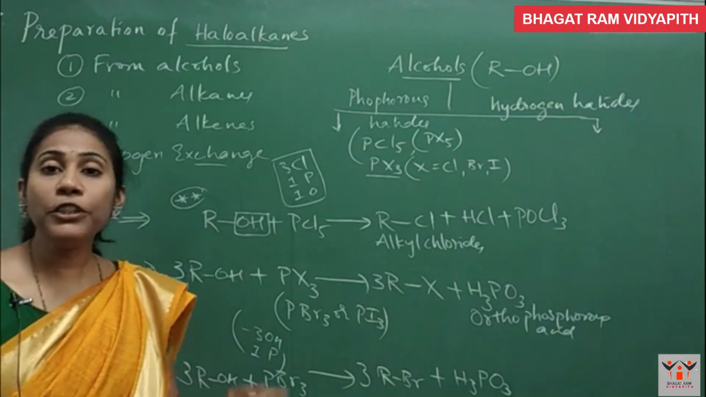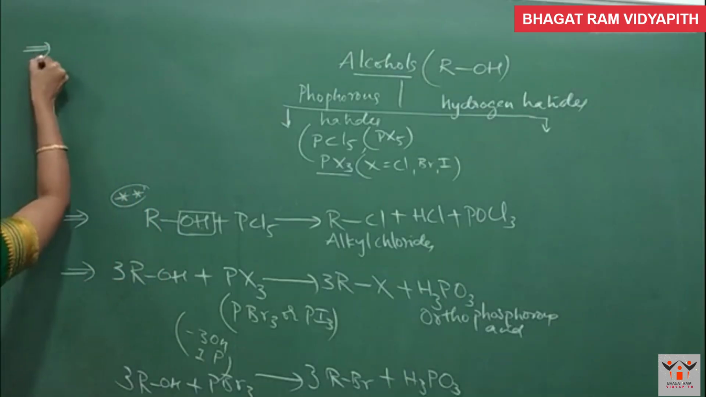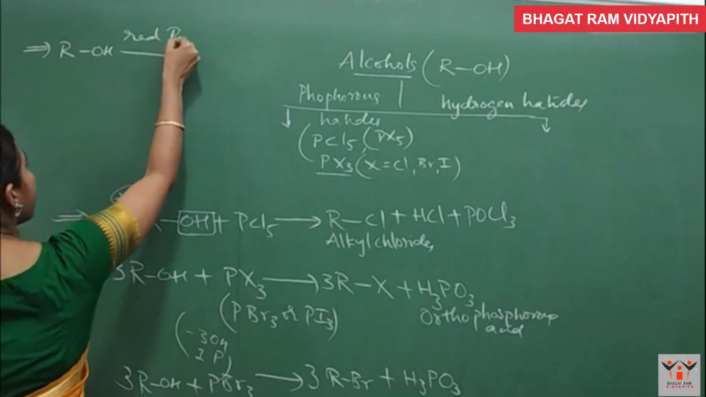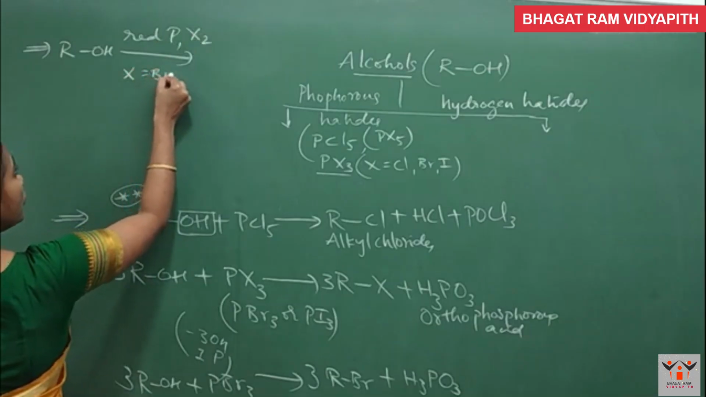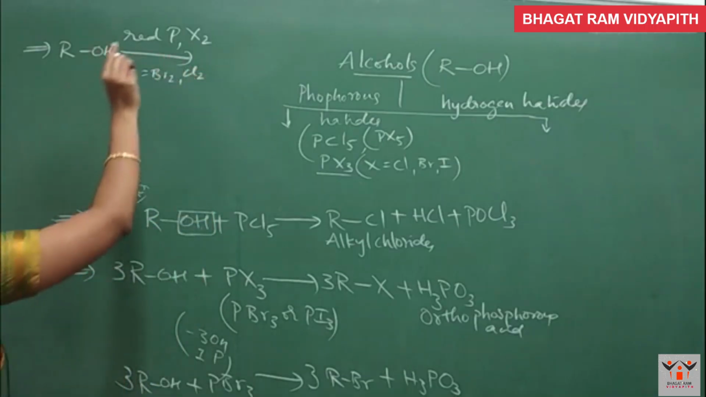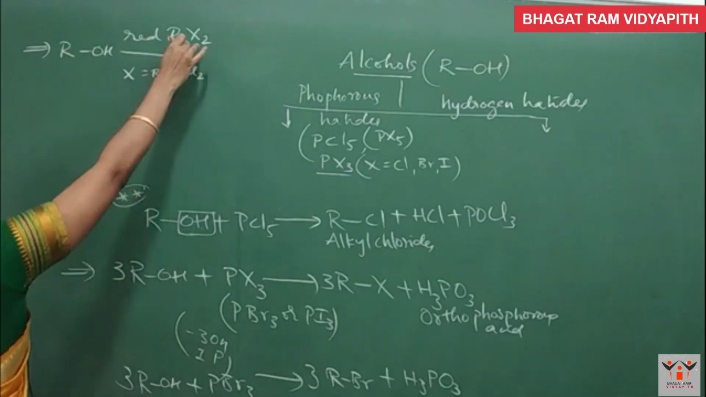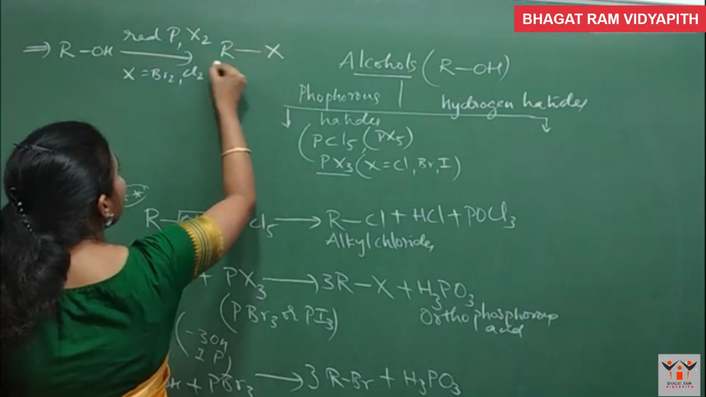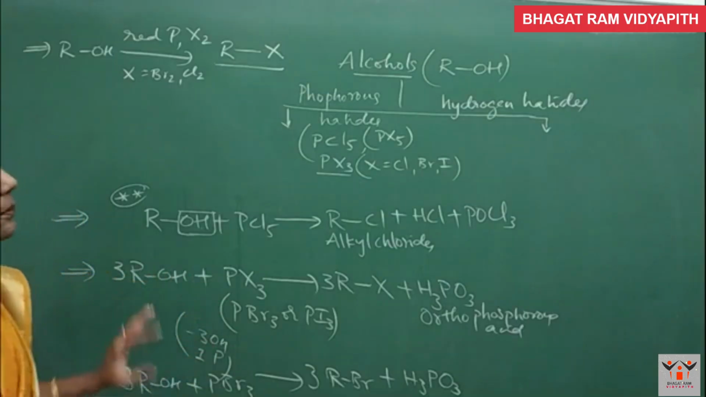And you have one more reaction here that is also important. Look at this reaction. When alcohols are treated with red phosphorus in the presence of any halogen, here X can be Br2 or Cl2 or whatever it is. When alcohols are treated with halogens in the presence of red phosphorus, then also you will get alkyl halides as the products. Very, very important.